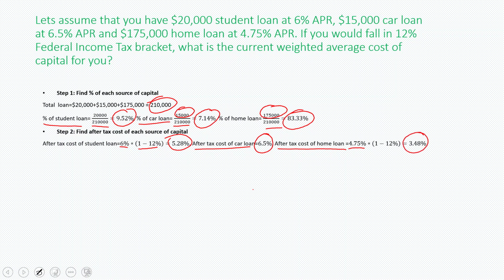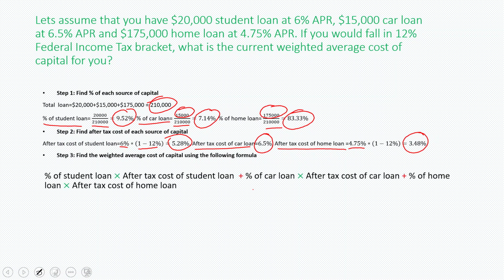So that is the after tax cost of loan for each source. After that, you put them all together and find the weighted average, and that would give us the cost of capital for you. This is how you compute it: percent of student loan times after-tax cost of student loan, plus percent of car loan times after-tax cost of car loan, plus percent of home loan times after-tax cost of home loan. So this is just the formula to compute the weighted average cost of capital for you.